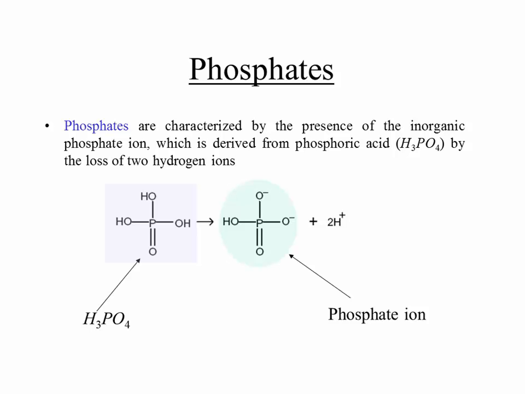So before that, phosphates are derived from inorganic phosphoric acid, that is H3PO4, right? If you remove two hydrogen ions from it, you get the phosphate ion. Now the phosphate ion can react with a number of other ions and molecules in different ways, and that's what we are going to look at on the following slides.